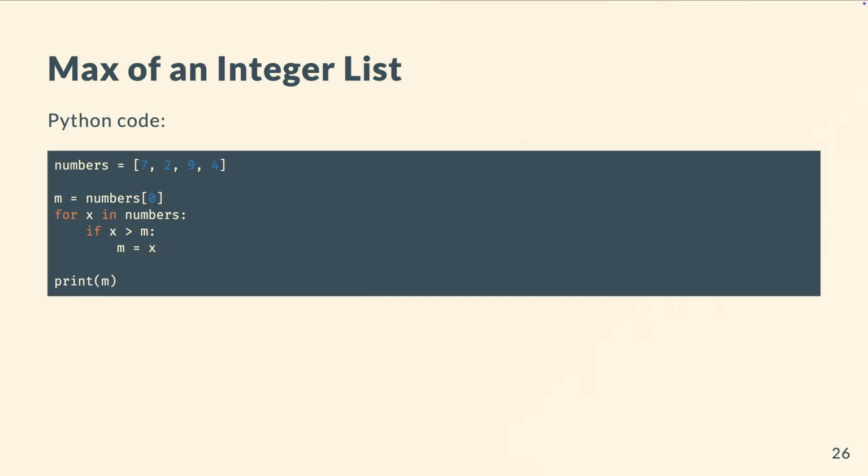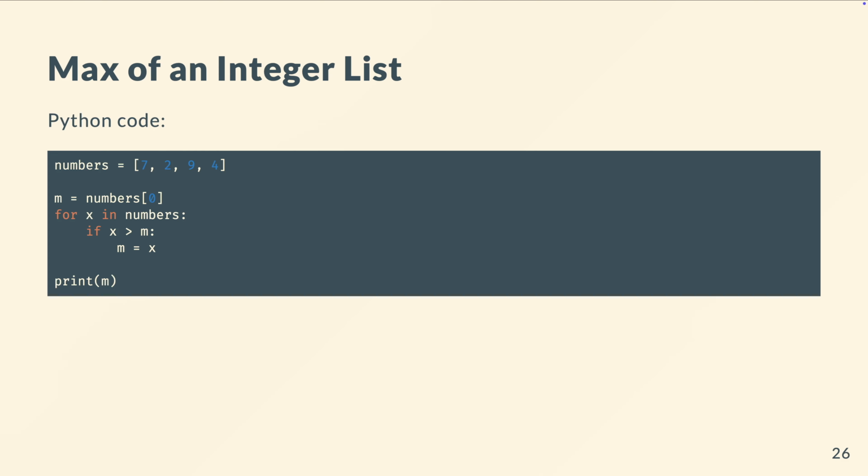Let's read the code. Numbers is a list containing 7, 2, 9, 4. We set m to the first item, so we have a starting best. Then, for each x, we check, is x greater than m? If yes, that means x is the new best, so set m to x. Finally, m is the max of the list.